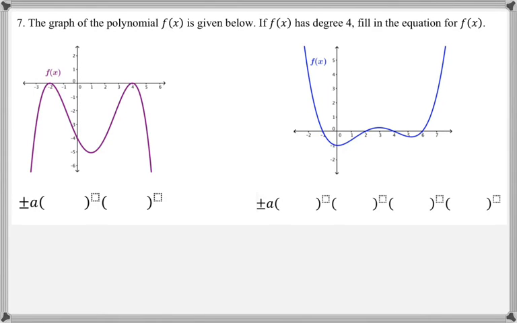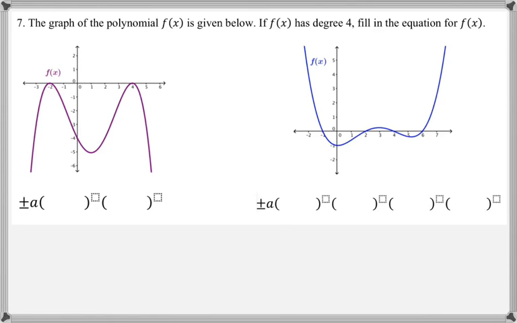Number 7 is actually the opposite of what we've been doing. They give us the graph and they want us to fill in an equation. So it says the graph of a polynomial is given, and if f of x has degree 4, fill in the equation for f of x.